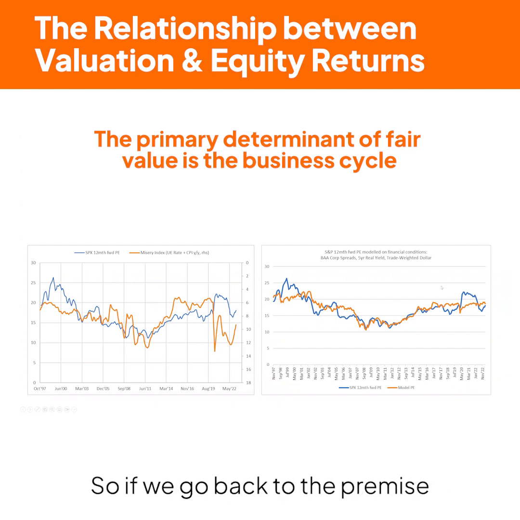So if we go back to the premise that the PE multiple reflects the balance between growth expectations and risk, namely financial conditions, let's look at how the PE looks against these basic concepts. On the left is the PE ratio against the so-called misery index, a simple proxy of consumer confidence and health. It's a sum of the unemployment rate and the inflation rate. When that is high, consumer misery is high. On the right is the PE ratio model against credit spreads, real rates, and the dollar, all major components of financial conditions. And both show a good relationship against the PE multiple, i.e. these are key drivers to watch.